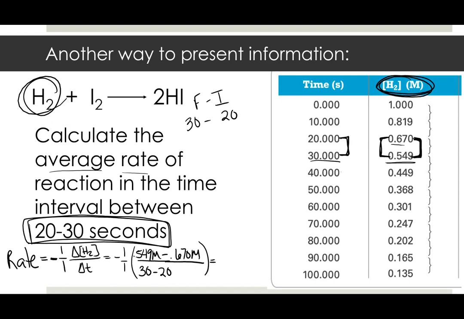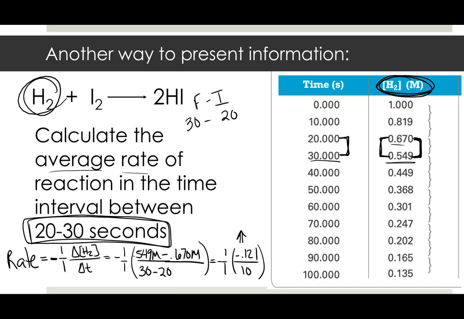So the top here, we're going to have 0.549 minus 0.670. And again, we've got a negative number here. So negative 0.121. And then 30 minus 20 gives us 10. Okay. Again, we've got a negative inside of our parentheses and negative outside. So those two are essentially going to negate each other out or cancel each other out.